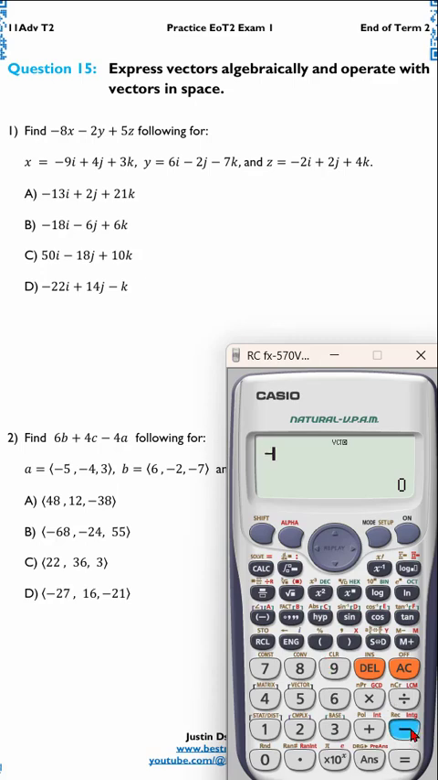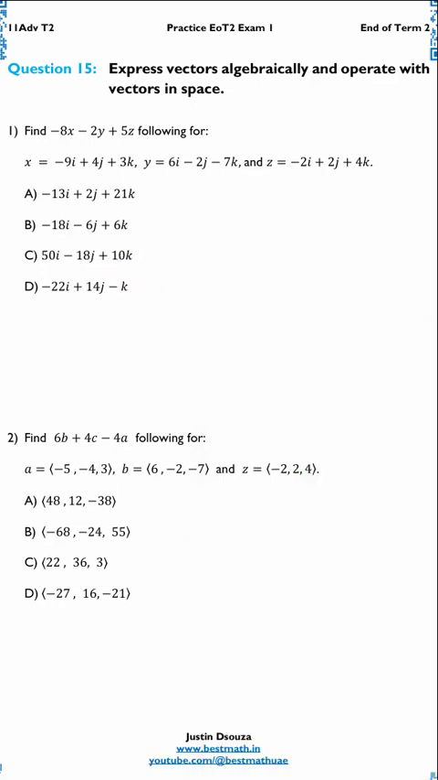Now what is the form you need? Minus 8 multiplied with shift phi vector A, minus 2 times shift phi vector B, plus phi times shift phi vector C. That is option 5. So the answer is 50, minus 18, and 10. That's the last option. Third option.